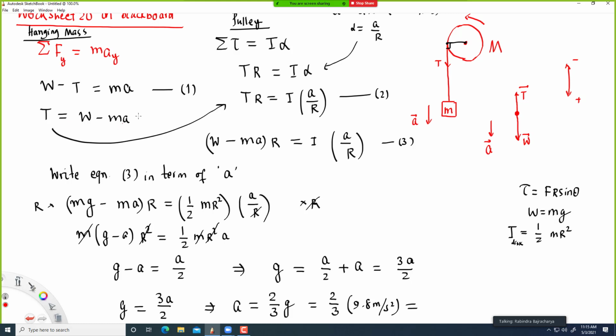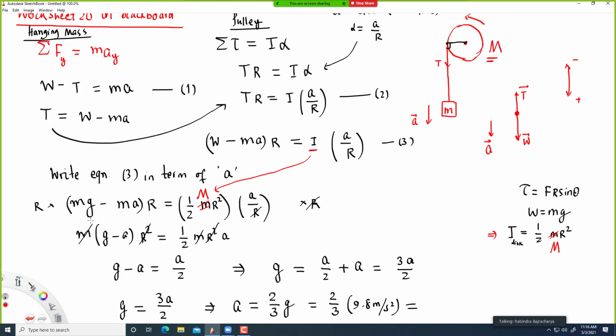That's fine. But here, for the pulley, I cannot use small m because this is for the pulley. So that means I need to use a different mass here, capital M. This is the moment of inertia of this pulley, so wherever I have I, I need to use capital M. That's where I made the mistake.